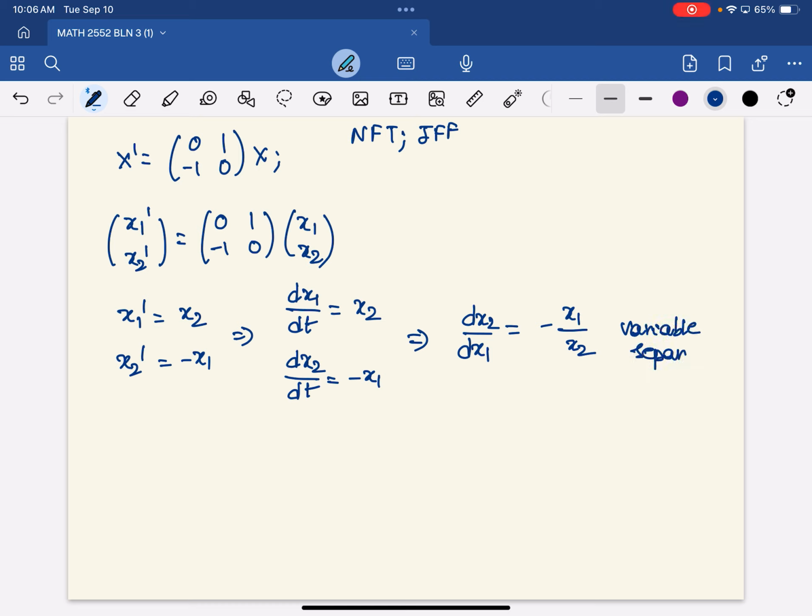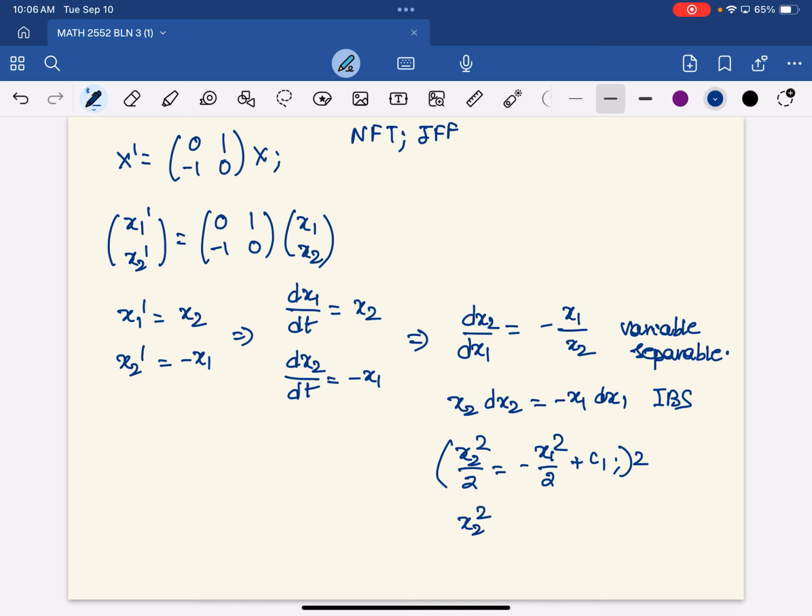Yes or no? See, x2 dx2 is negative x1 dx1. You want to integrate both sides. When you integrate both sides, you get x2 squared divided by 2 is negative x1 squared divided by 2 plus c1. So you get, multiplied by 2, x2 squared equals negative x1 squared plus c, where my c is 2c1. Then you get x1 squared plus x2 squared equals c.